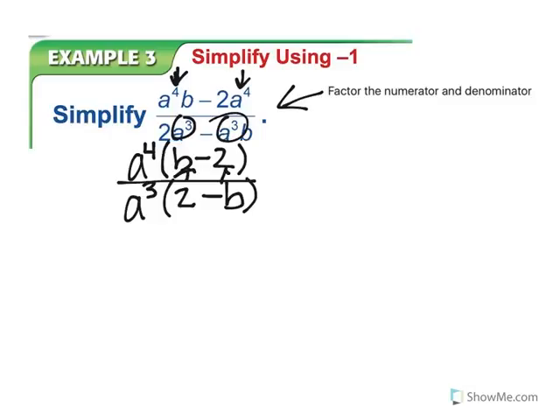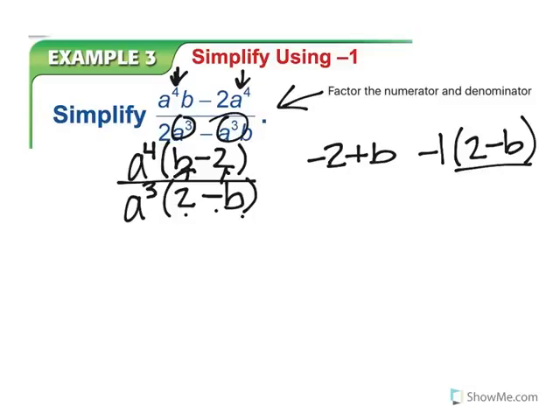So when we switch them, this negative still stays with the 2, so we have -2 plus b. That's not the same thing as 2 minus b, because the signs are off. However, if we factor out a -1, we can say -1 times 2 minus b. So now that actually looks the exact same as my factor on the bottom. Okay, so let's rewrite the numerator with this factor.